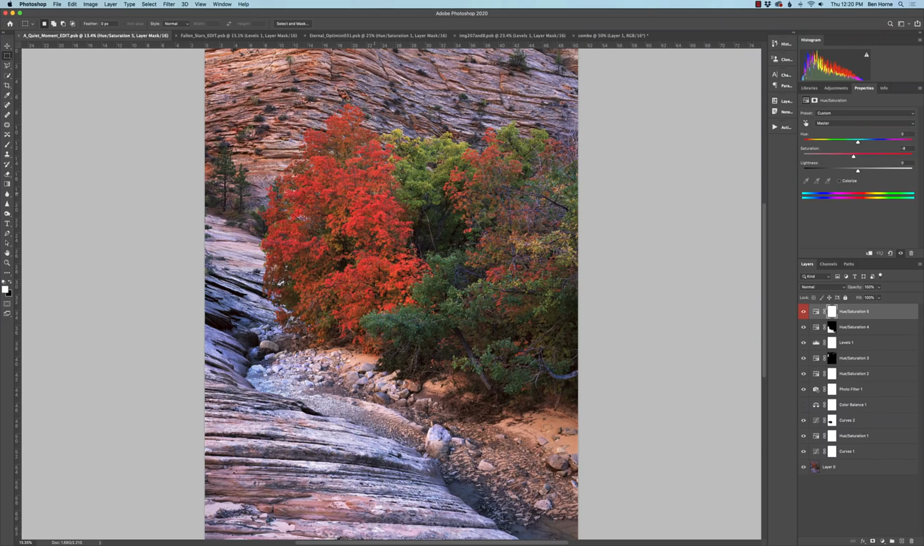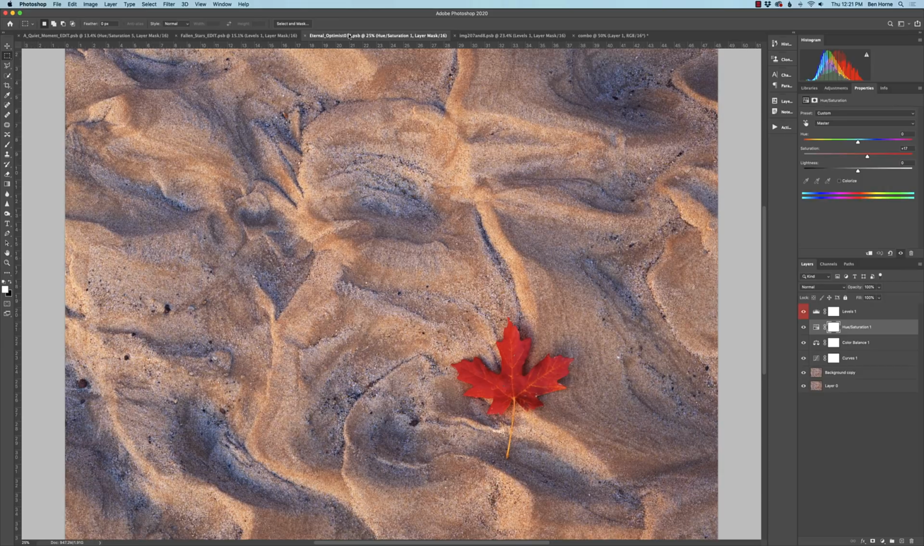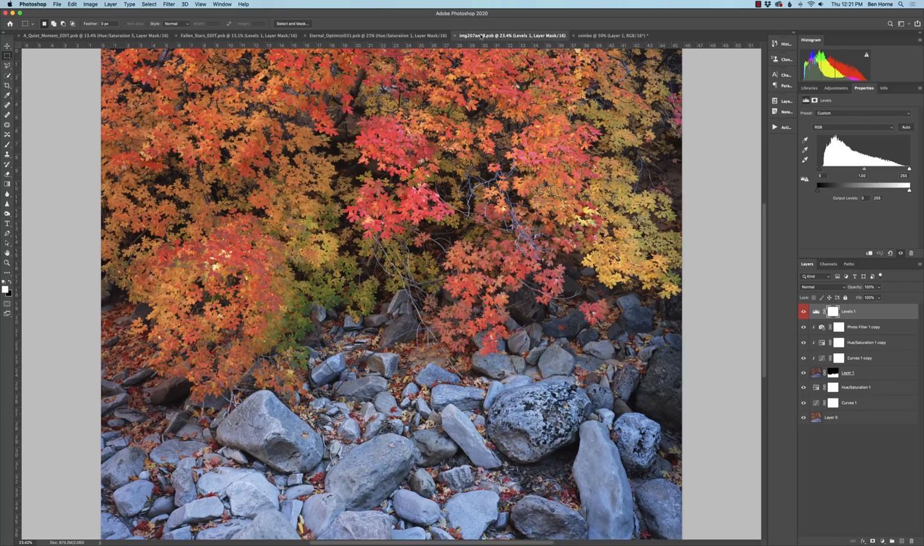So here is the first photo right here. Here is the second photo. This is the third photo, and finally, here's the 4th photo.